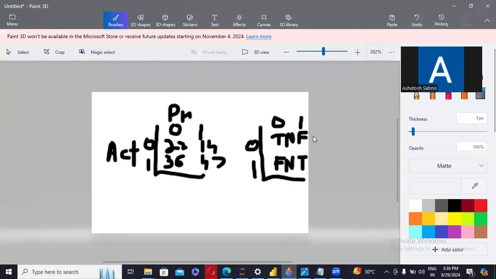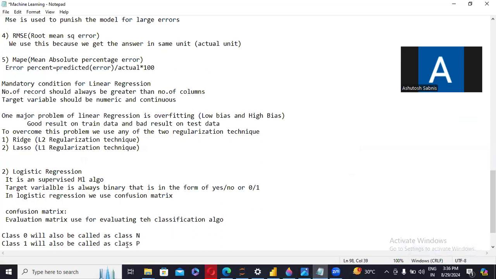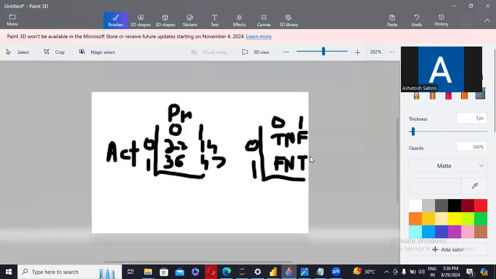Okay, and class 1 is called as what I have written here. Class 1 will be called class positive. So this will be FP, right? And this will be TP. Just adjust the diagram. This is TN, this is FP. Hope you get my point. So what is this TN that I have written? TN is true negative, FN is false negative, FP is false positive, and TP is true positive.